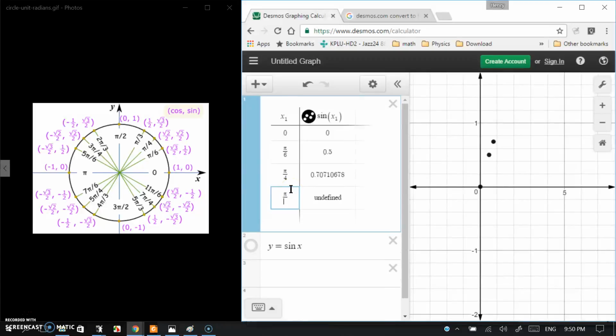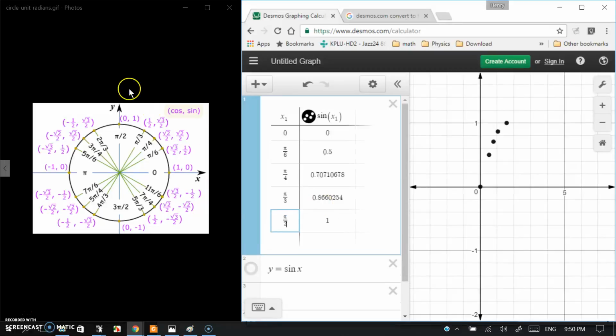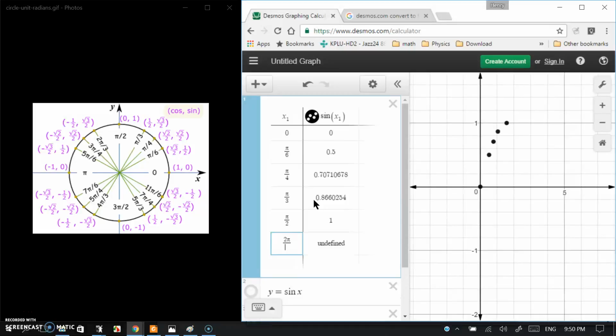Next, it'll be pi over 3. My bad. Pi over 3, and the sine is root 3 over 2, which is 0.866 and so on. Okay, so this is root 3 over 2. The next angle will be pi over 2, and it is 1. Okay, and I'll continue with this. So the next angle will be 2 pi over 3. So the y is going to be root 3 over 2, so that's good.